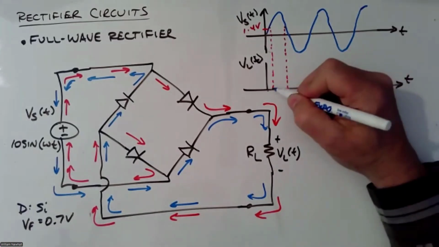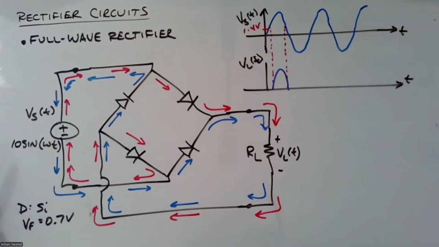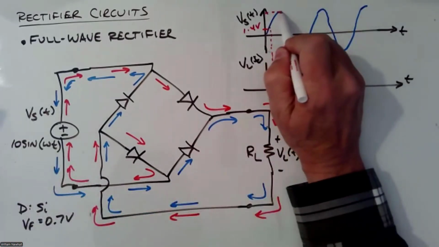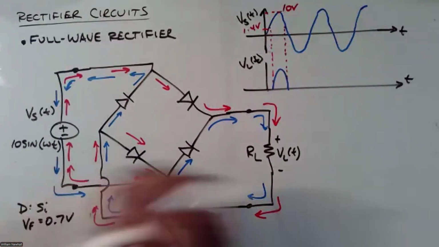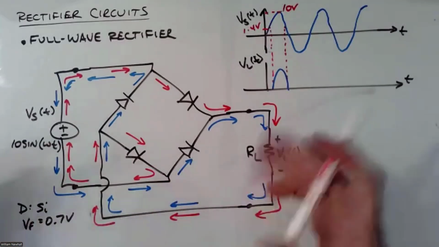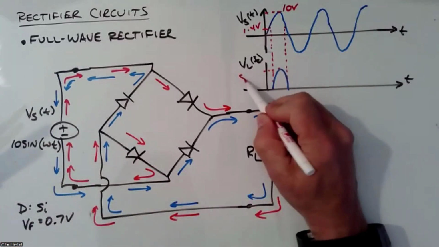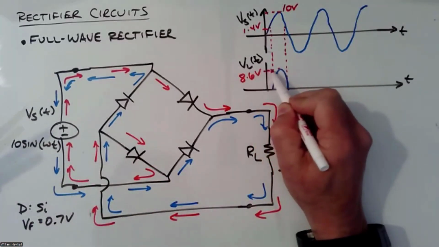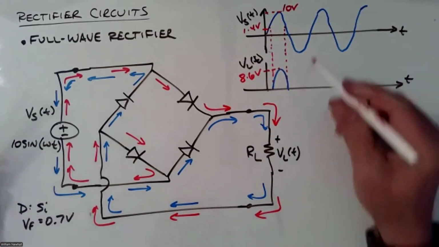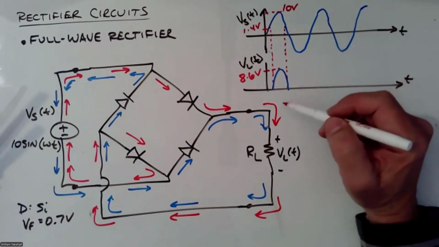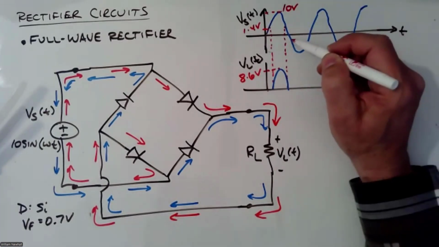And I get this pulse. This peaks out at 10 volts, and 10 volts minus 1.4 is 8.6. So this is 8.6 volts here, right, at the peak. Okay, so that's what the load voltage looks like for the positive half cycle.